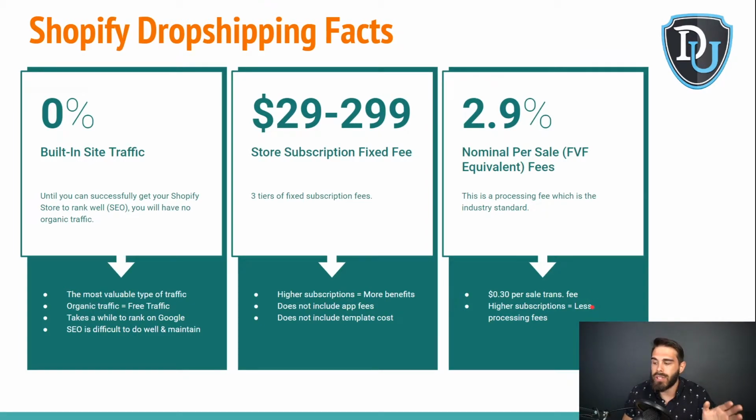Now, if you get a higher subscription, you're going to have less processing fees. But again, that is going to be something that you're going to have to weigh out. If you're doing enough volume, it makes sense to pay the $299 per month to get less transaction fees. But again, you have to consider the pros versus the cons in that situation.